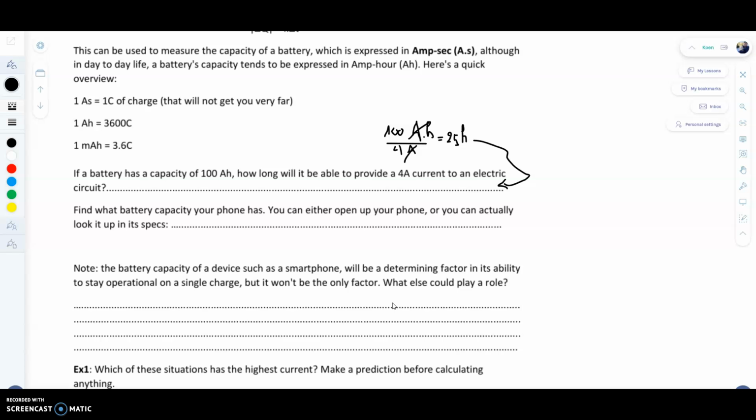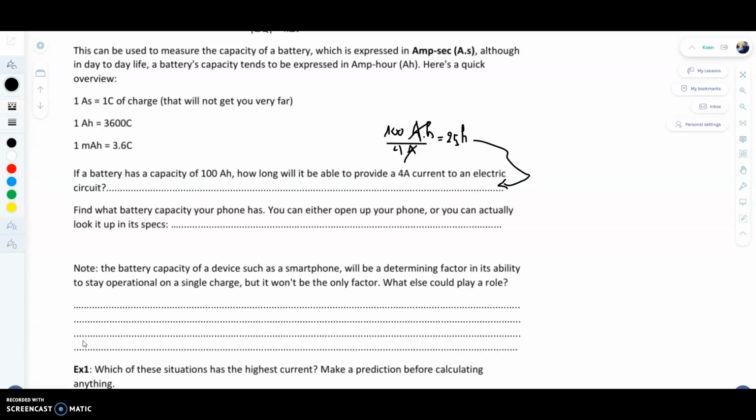Now, if you want to know what battery life is like for your device, you could look at battery capacity, but that's definitely not the entire story. There are many different factors that will determine how long it can stay operational before it needs a charge. What are those things? Well, there are several things you can fill in, so feel free to pause the video and fill in as you go along.